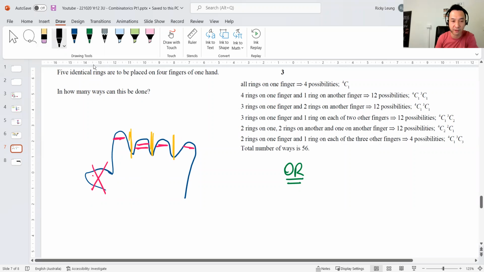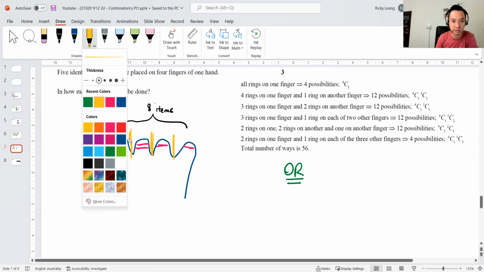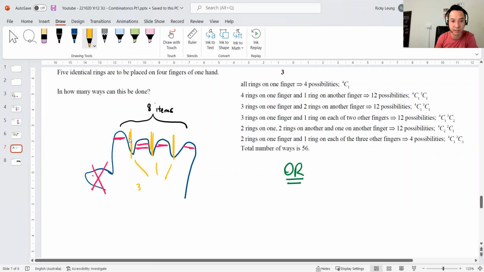I've got 5 things to place. Including the dividers, there are now 8 items, of which 3 are identical dividers. So then the answer would be 8 factorial ways, because I can arrange the dividers as well, all over 5 rings, which are identical, and 3 identical dividers.